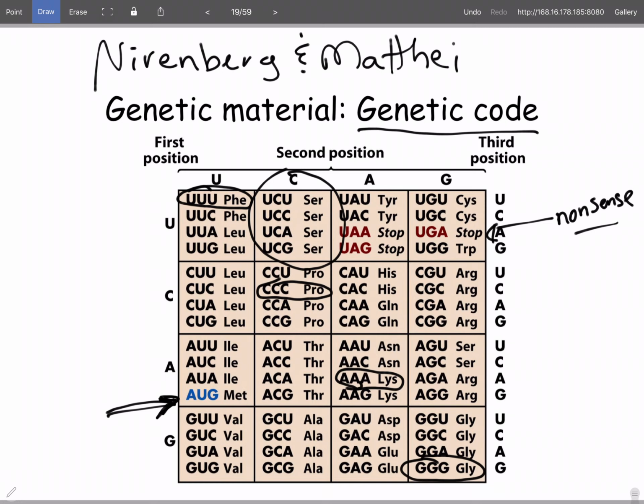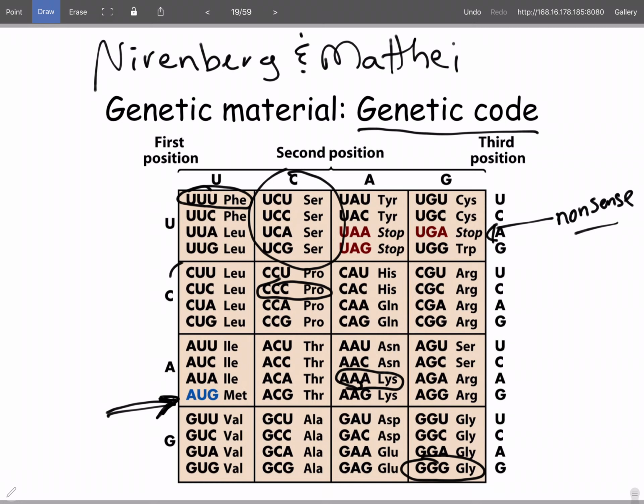But yeah, we do use basically the same genetic code, except for certain organelles like mitochondria, right? They use a different set of stop codons. But there is some degeneracy in the code. And there's also what we call codon bias.